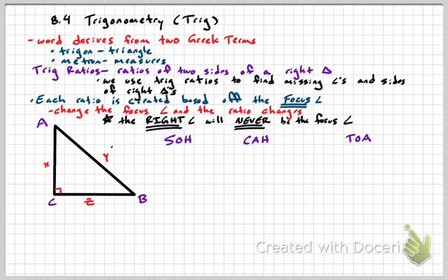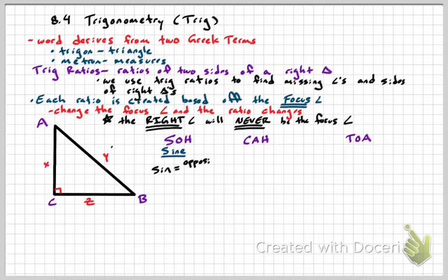So, we have this little silly acronym that helps us remember how to set up the ratios, and it's called SOHCAHTOA. SOHCAHTOA. Okay? So the S stands for sine, the C stands for cosine, and the T stands for tangent. S for sine, C for cosine, T for tangent. The O is opposite, the H is hypotenuse, and the A is adjacent.